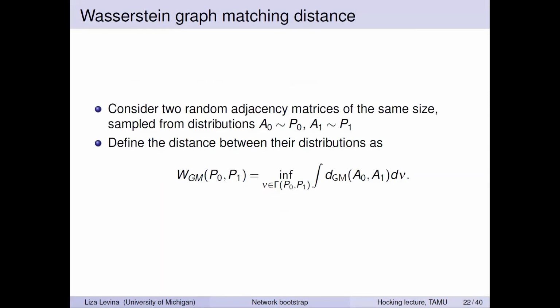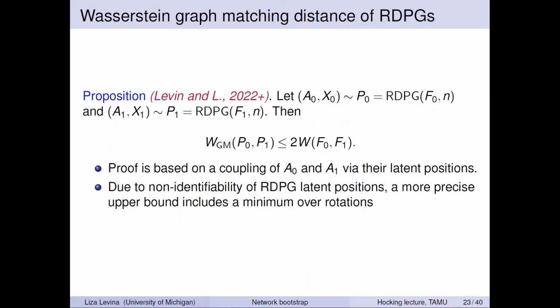So putting those two things together, we can define the same thing for network distributions. We'll call it the Wasserstein graph matching distance, where we again take the best possible alignment over all the possible joints with the fixed marginals, and we integrate the graph matching distance instead of, say, the Euclidean distance in here. And this is an actual distance.